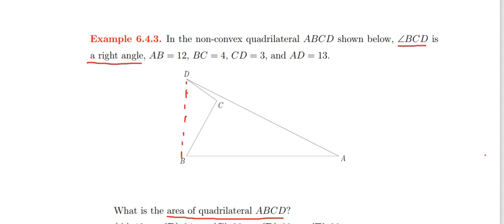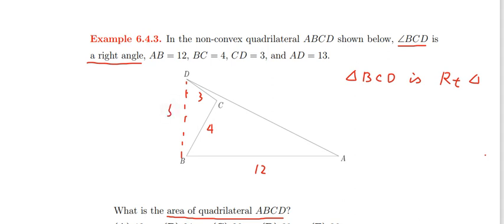Okay, so saying this triangle BDC, or BCD, is a right triangle, right? Right triangle. Okay, so let's say AB equals 12, and BC equals 4. CD equals 3. So 3, 4.